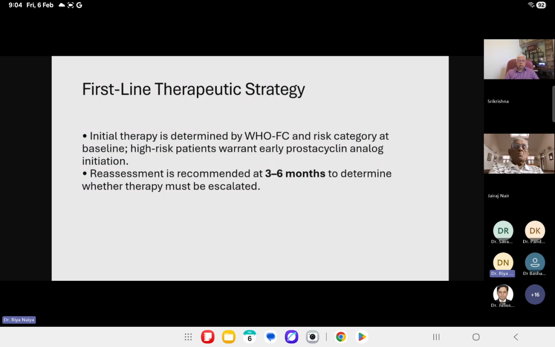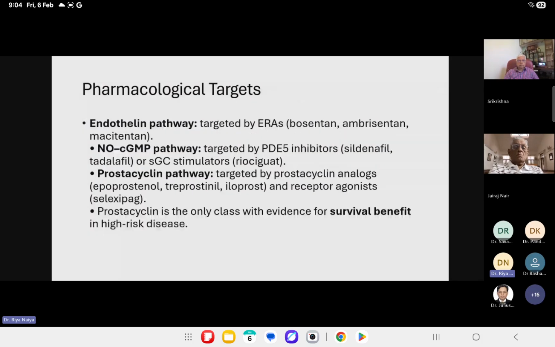The drugs we usually use: the endothelin pathway is targeted by ERAs, or endothelin receptor antagonists, such as bosentan, ambrisentan, and macitentan. There are drugs that target the nitric oxide cGMP pathway, which are targeted by PDE5 inhibitors like sildenafil and tadalafil, or sGC stimulators like riociguat. The prostacyclin pathway is targeted by prostacyclin analogs like epoprostenol, treprostinil, and iloprost, and receptor agonists like selexipag.